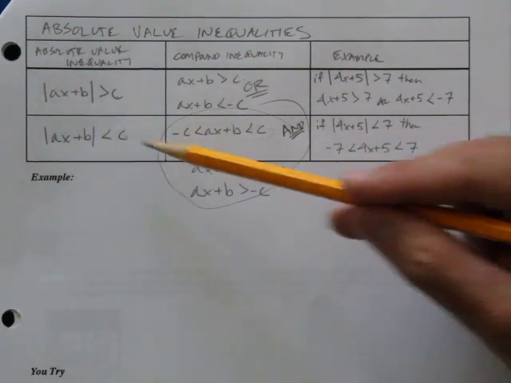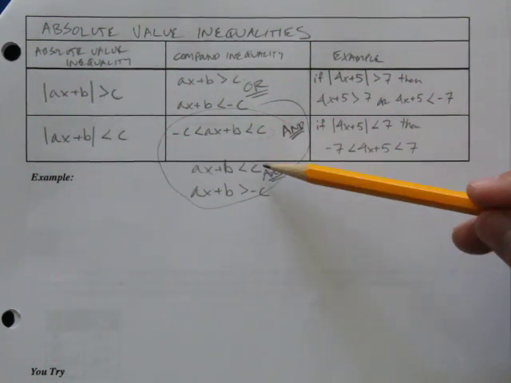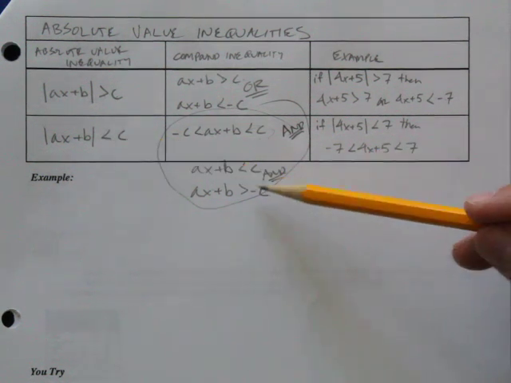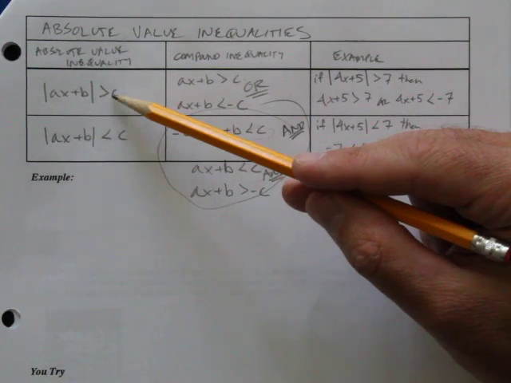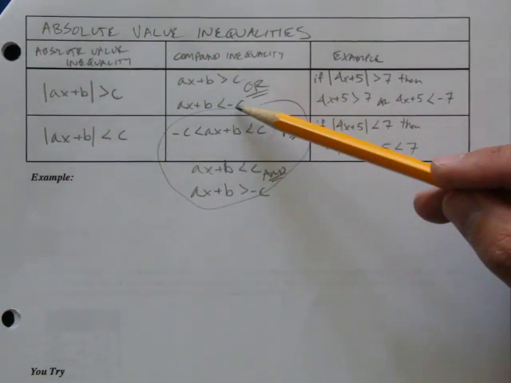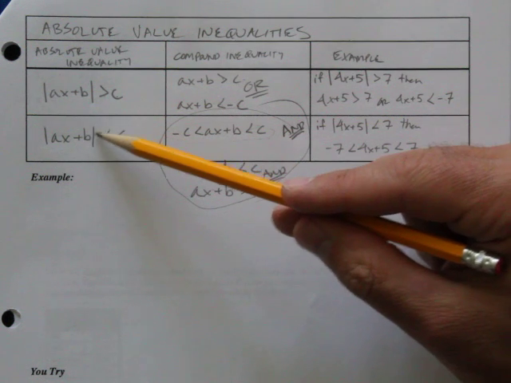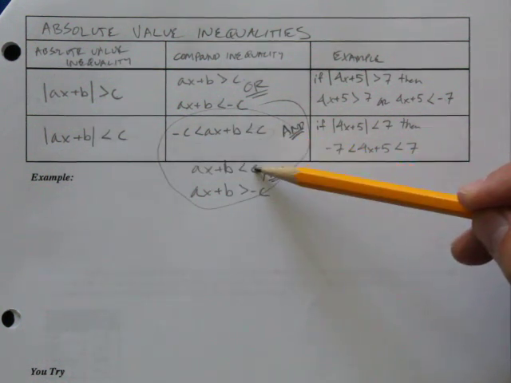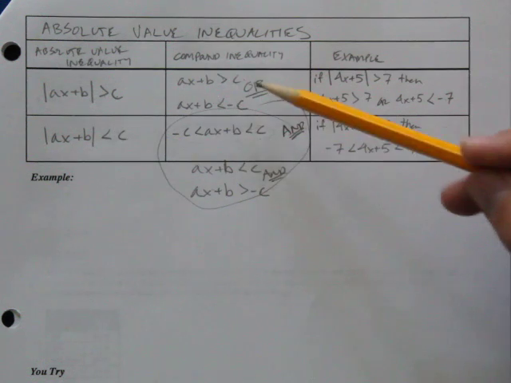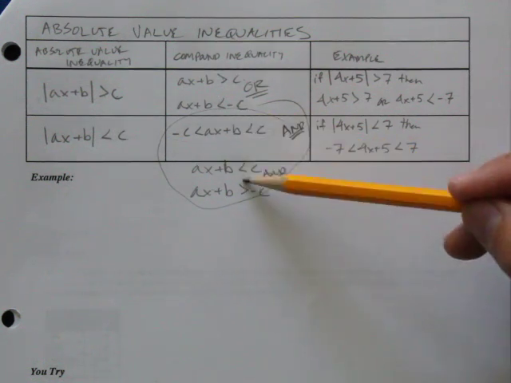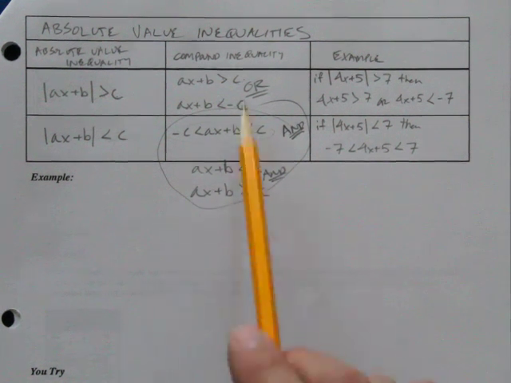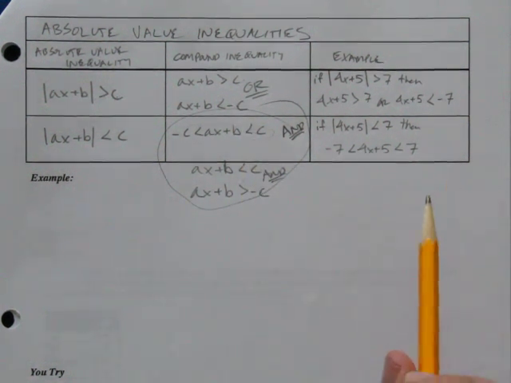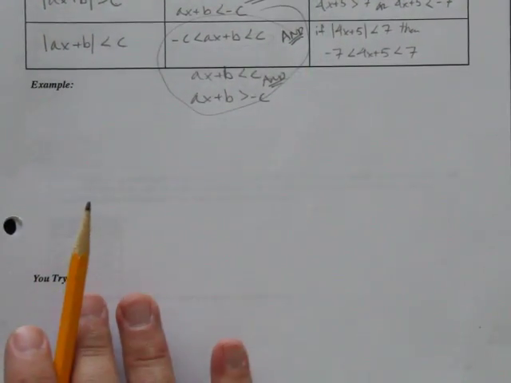But notice how you start with less than a positive, and then you switch the sign and make it negative. With this one, you start with greater than a positive, and then you switch the sign and make it negative. So either way, you start with a positive, and then you switch the sign and make it negative. So you don't have to necessarily remember this. If you do and you want to, that's fine. Or you can just treat them both the same. Let's do an example and a you try and be done with our notes for today.